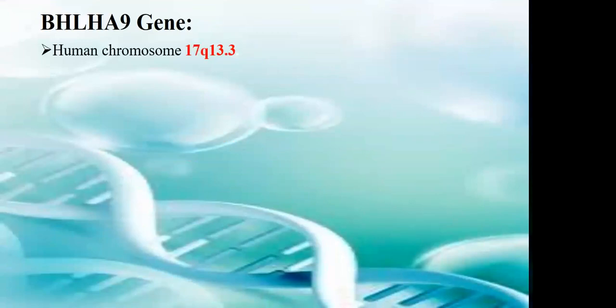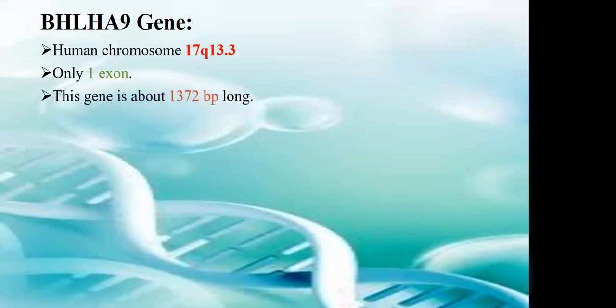Now, the location of the BHLHA9 gene in the human chromosome: it is located on chromosome 17, arm q, position 13, and subband 3. This gene contains only one exon, and it is about 1372 base pairs long.